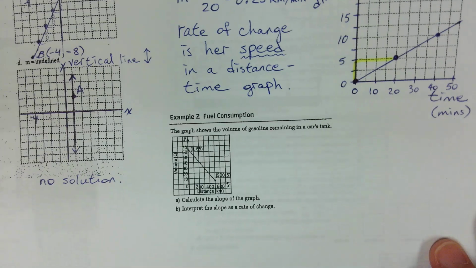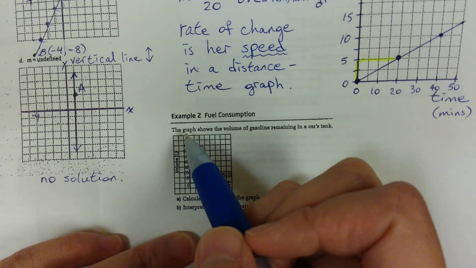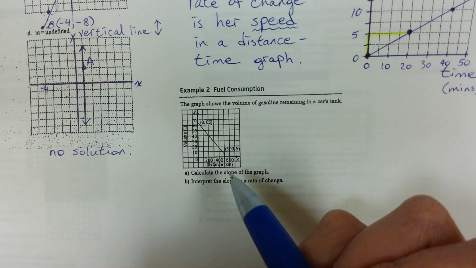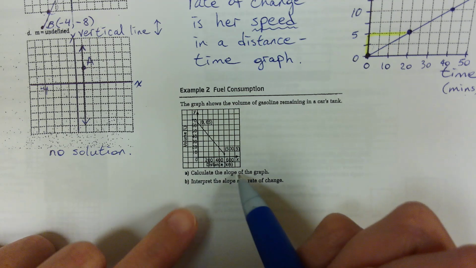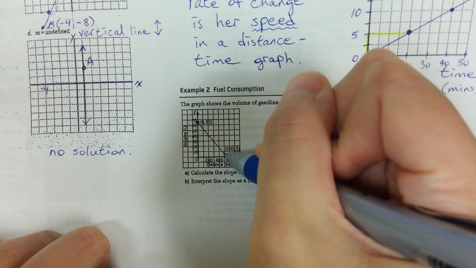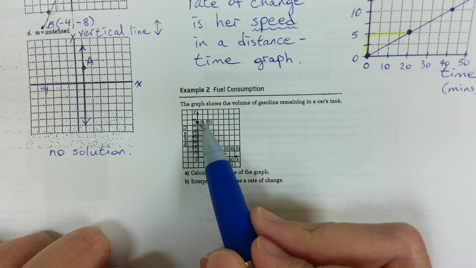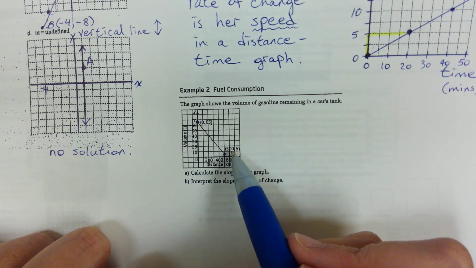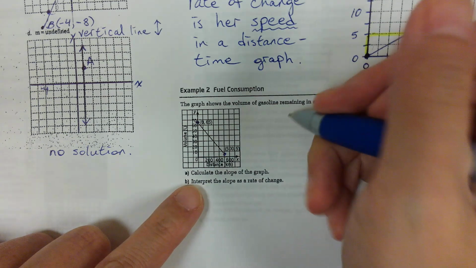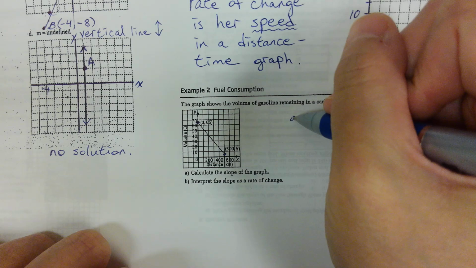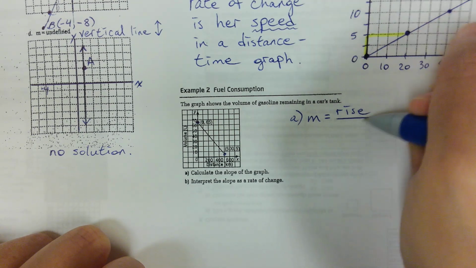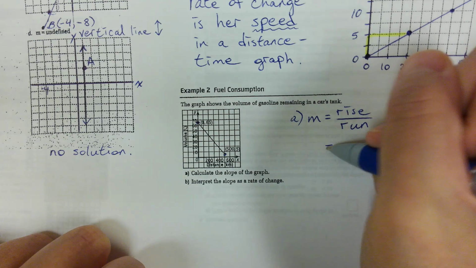Okay, and then the final example right here, fuel consumption. The graph shows the volume of gasoline remaining in the car's tank. Calculate the slope of this graph. So I have my first point right here and another point right here. This point is 0 and 65. This point is 500, comma 5. So to calculate the slope, I want to do rise over run. Okay.